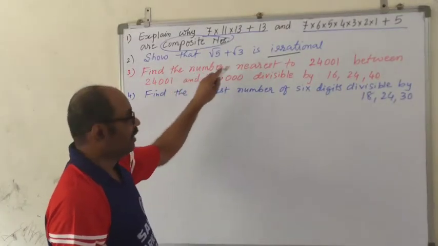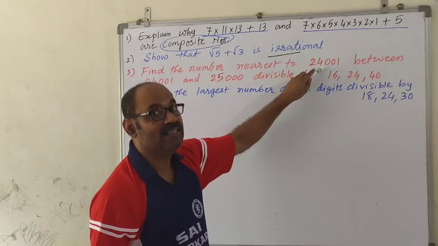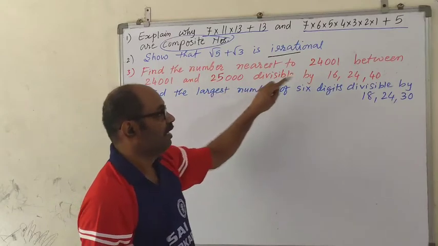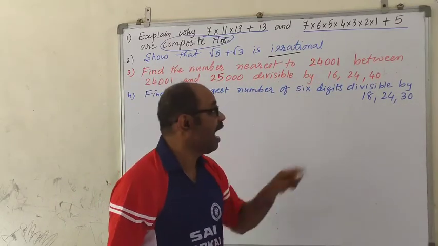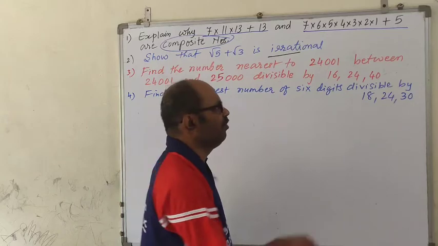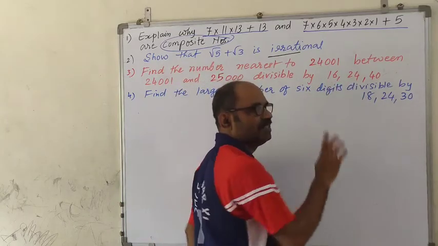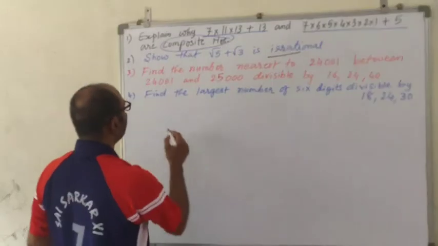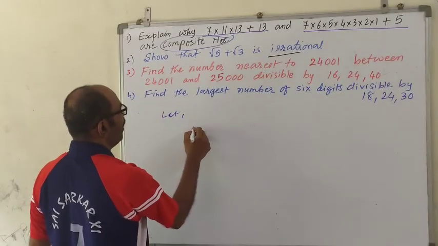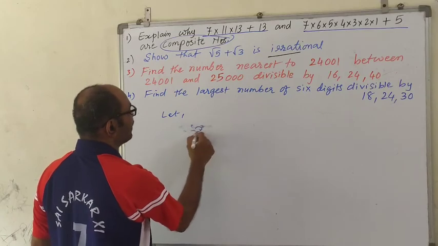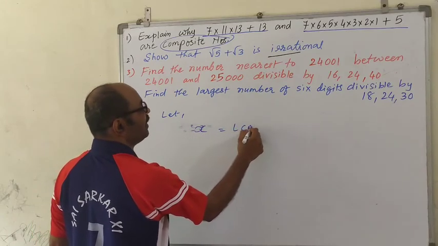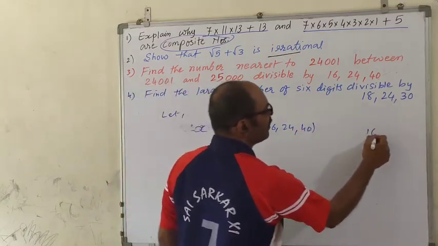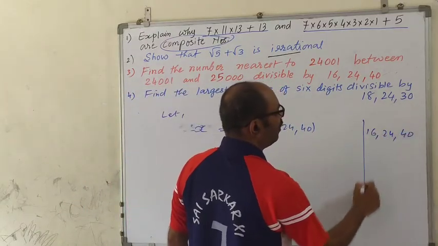Find a number nearest to 24,001 between 24,000 and 25,000 divisible by 16, 24 and 40. First what we do, we find the least number which is divisible by 16, 24 and 40. Let x be the LCM of 16, 24 and 40. Let's find out the LCM of 16, 24 and 40.